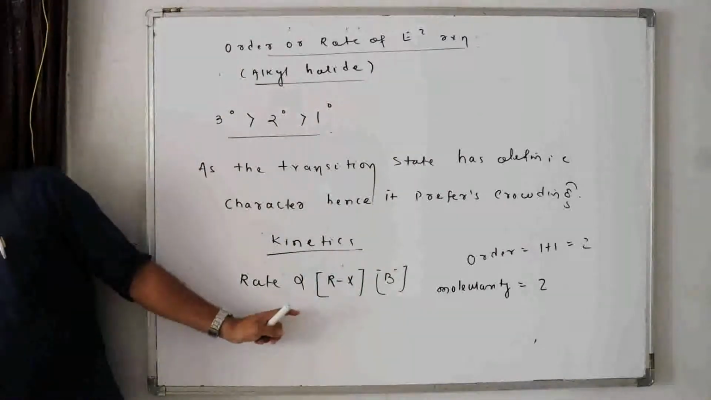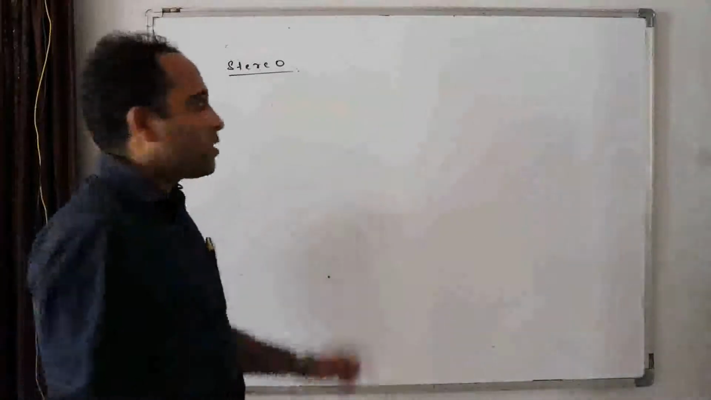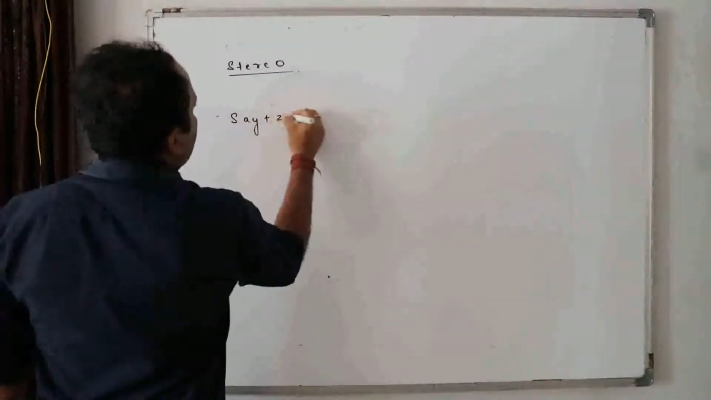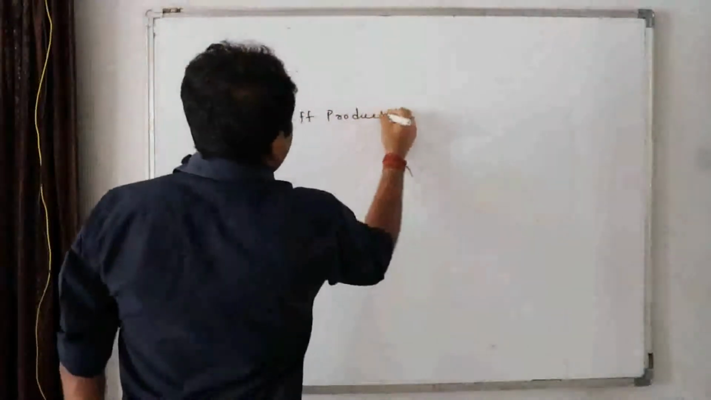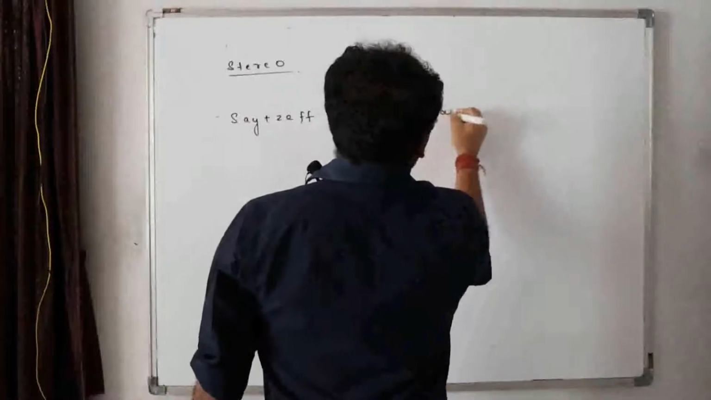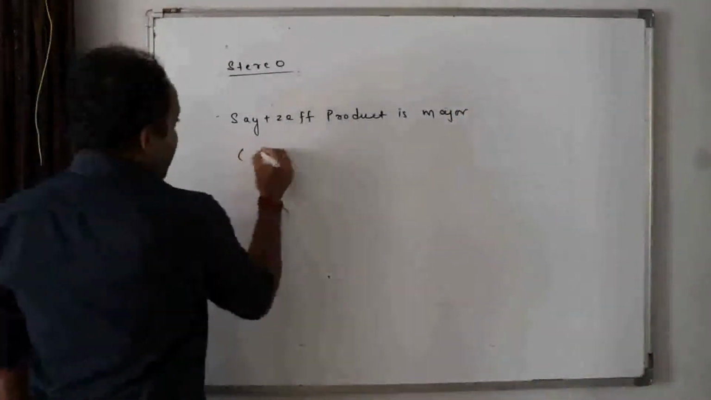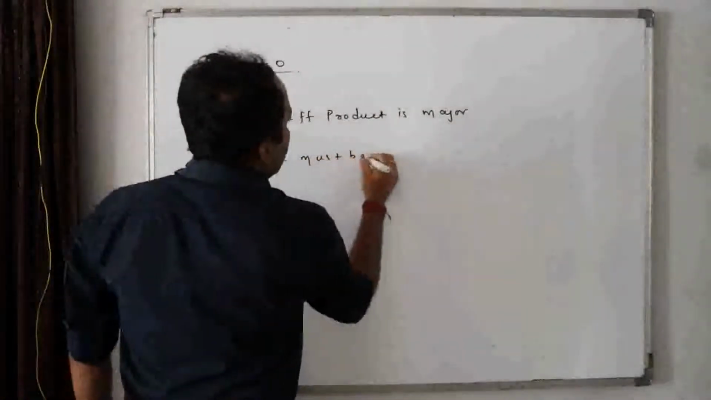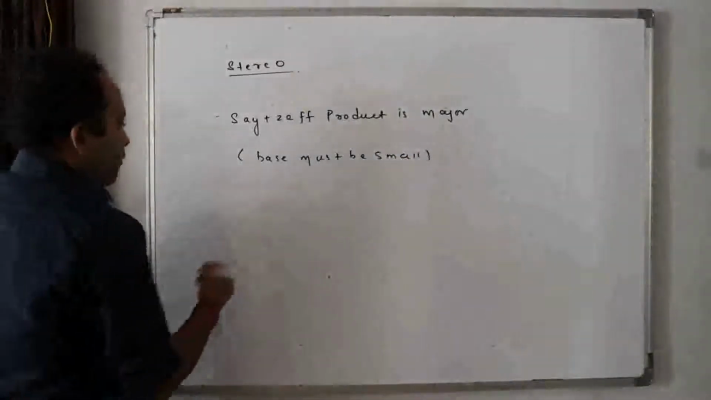Okay? Understood this? What is the stereo in this case? The stereo is Saytzeff product is measured here. Okay. And the condition is that the base must be small.